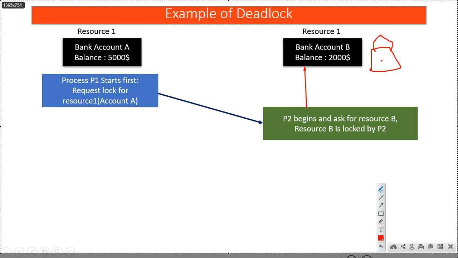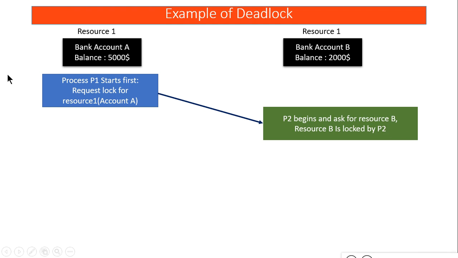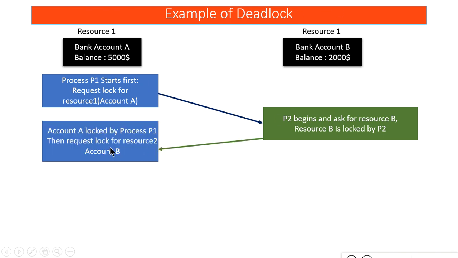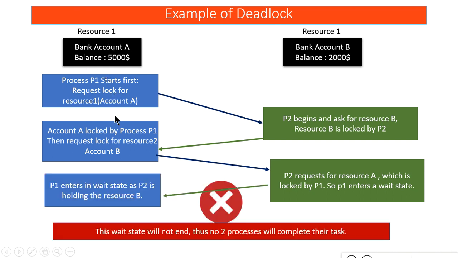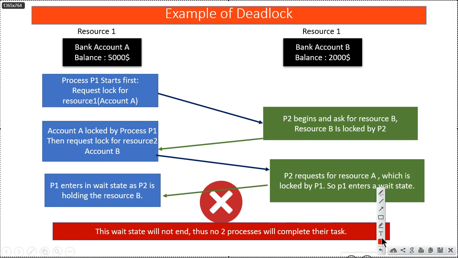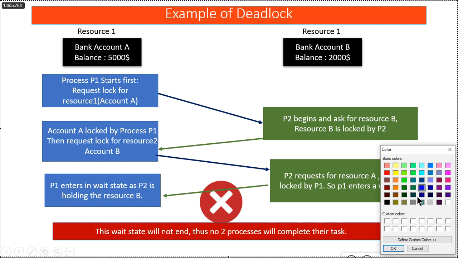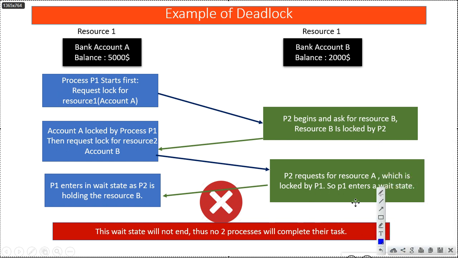Now P1 is holding resource A and P2 is holding resource B. P1 requests B, but B is held by P2, so it enters a wait state. P2 requests resource A, but it is held by P1, so P2 enters a wait state as well, and this wait state will never end. I'll change it with different colors. Blue is for P1. So P1 requests the resource and locks it.